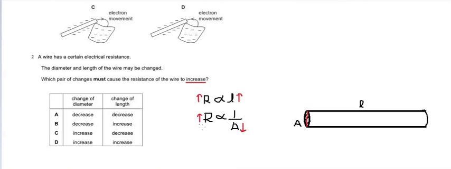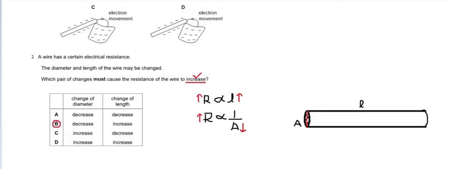So that is correct. Decreasing the diameter means decreasing the area. If we decrease the area, resistance will increase. And if we increase the length, the resistance will increase. So in total we want an increase in the resistance. That's why our answer should be option B.